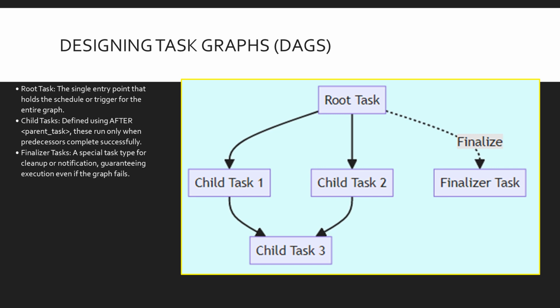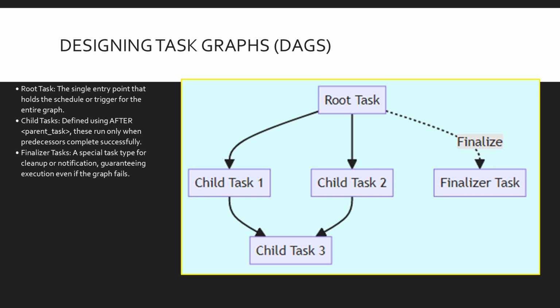Designing a pipeline often requires multiple steps. In Snowflake, we structure this as a task graph. Every graph starts with a root task. This is the only task with a schedule. It kicks off the entire workflow. Dependencies are defined simply by creating subsequent child tasks with the after keyword, linking them to their parents. Crucially, for robust pipelines, we design finalizer tasks. These are linked to the root but run last, regardless of success or failure in the graph, making them perfect for releasing resources or sending status notifications.